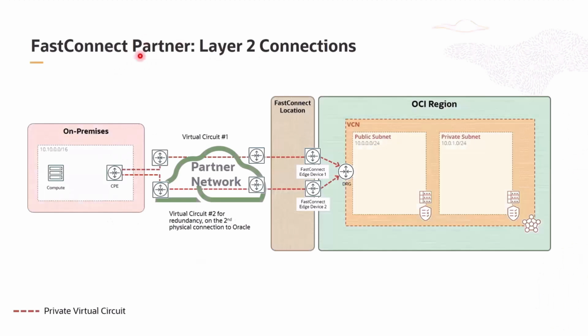So if you look at this FastConnect partner, it comes in 2 flavors. The first is layer 2 connection, and then we have layer 3 connection. So in case of layer 2 connection, the FastConnect BGP session is directly between the customer edge and Oracle. And at a minimum, each partner has two separate physical connections to Oracle. And each virtual circuit should go to a different physical router in the FastConnect location. And you can see that this is what is happening over here. So virtual circuit 2 is on the second physical connection to Oracle.